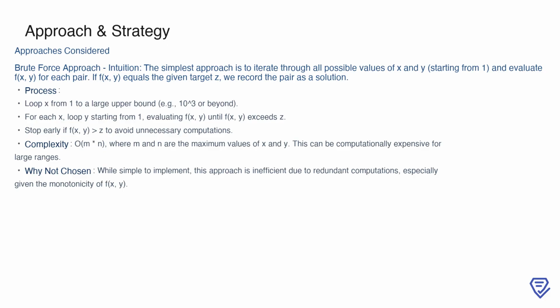At that point, we can stop the inner loop early to avoid unnecessary computations, since the function values only increase further. While this approach is simple and easy to implement, its computational complexity is O(m*n), where m and n represent the ranges of x and y. This makes it impractical for large inputs due to the significant number of redundant calculations. Importantly, this inefficiency arises despite the monotonicity of the function, which the brute force method doesn't take advantage of effectively.